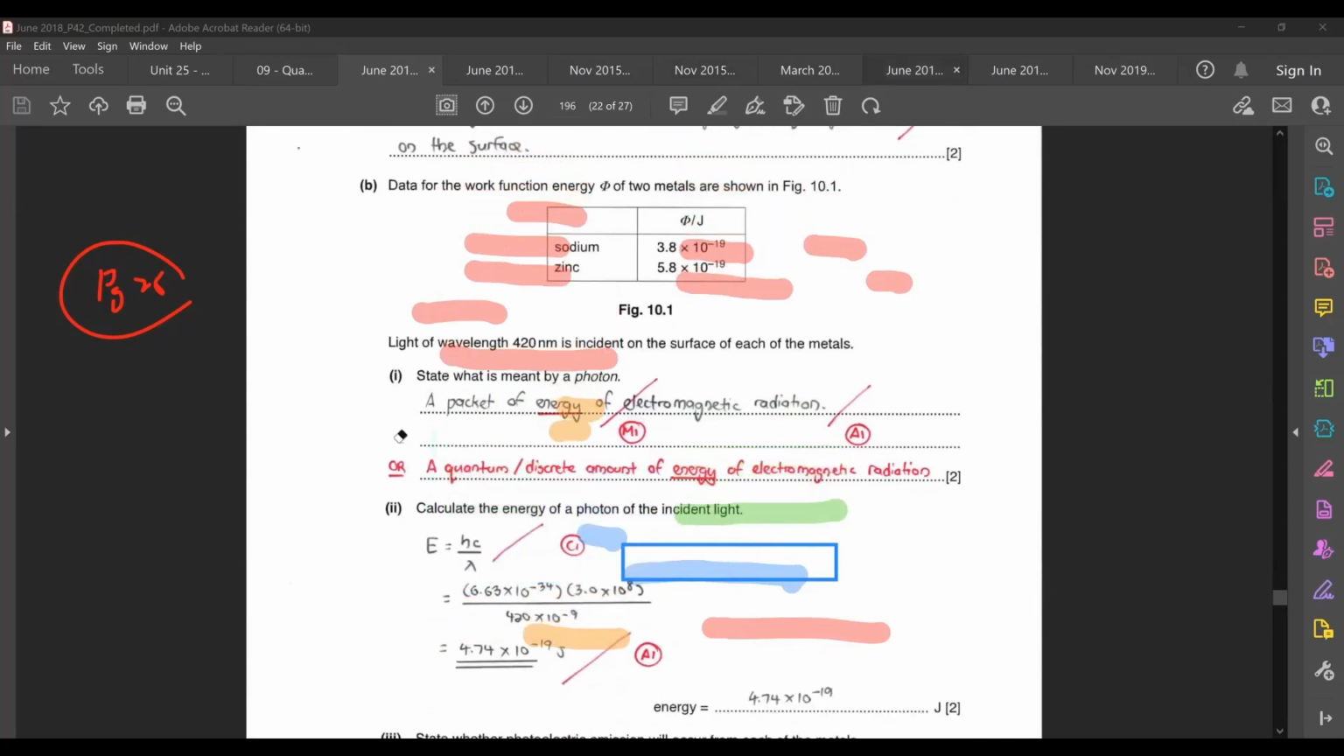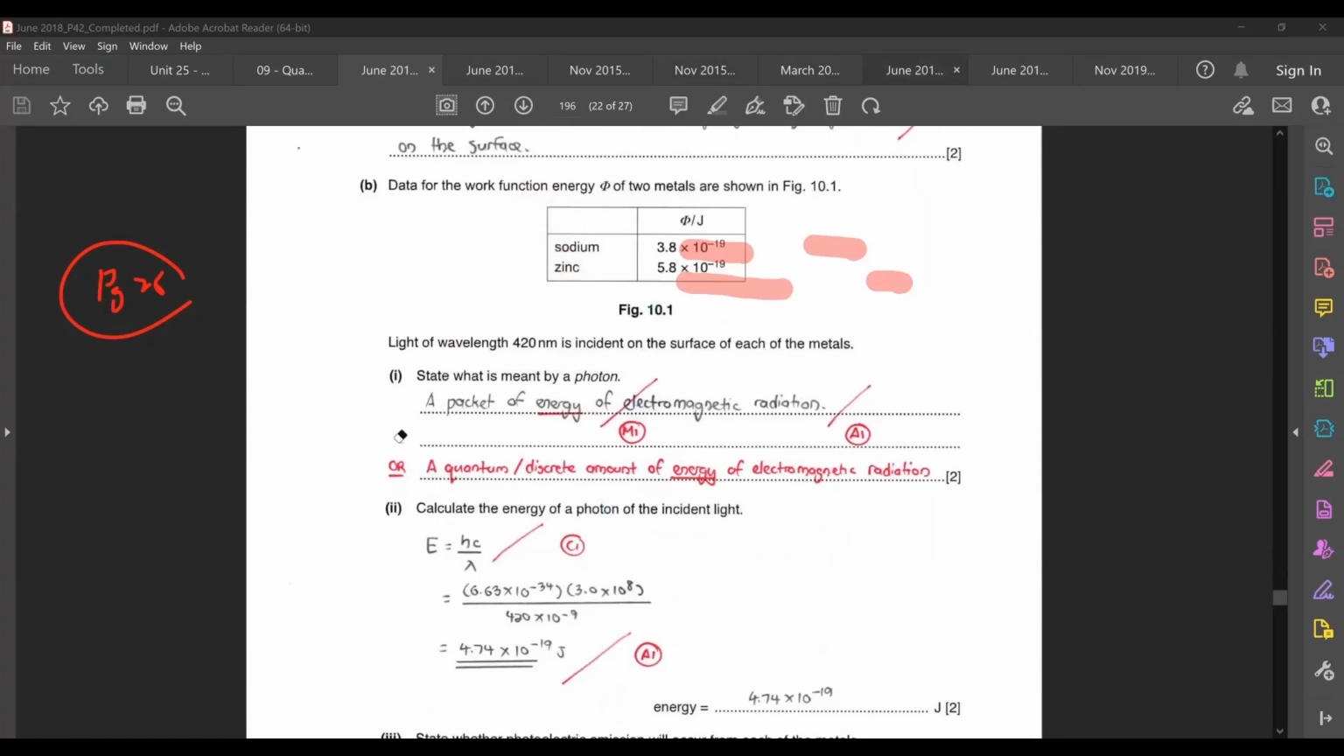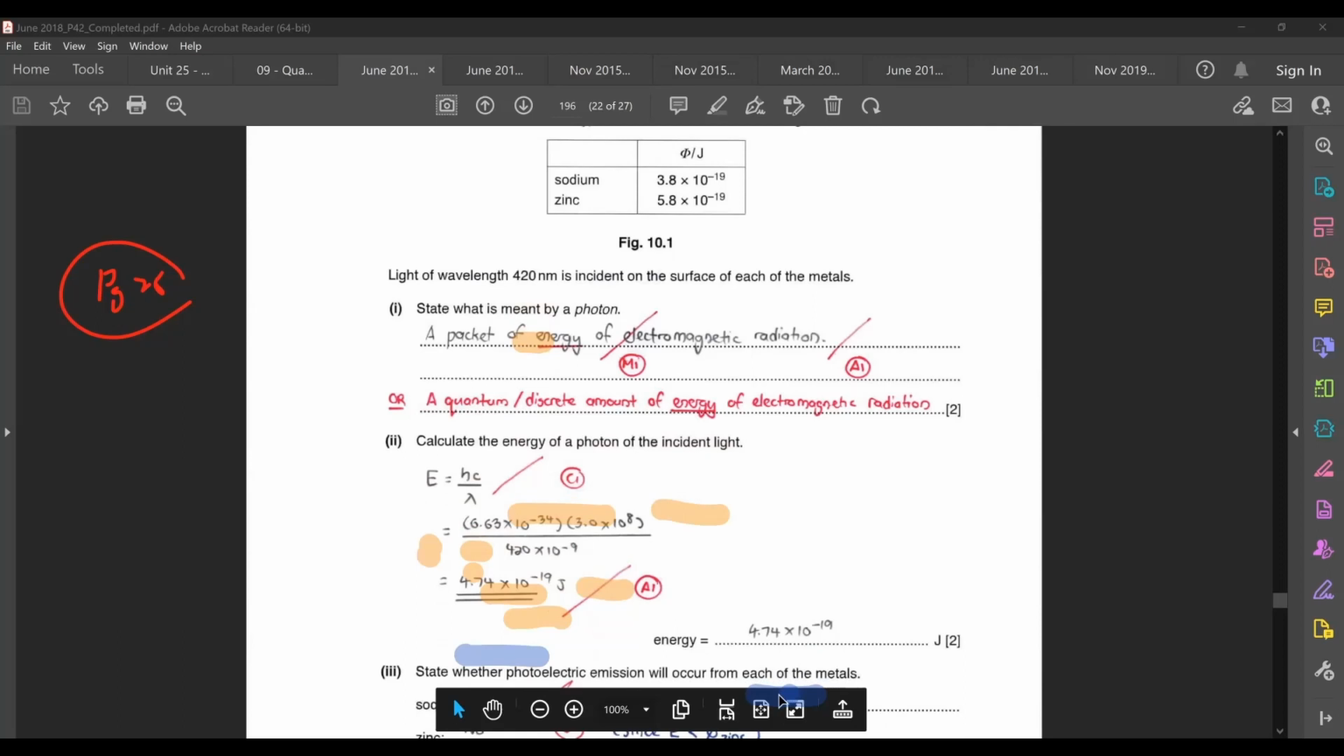For your next part, they ask you to calculate the energy of a photon of the incident light. Since they gave you information on wavelength, you just use E equals hc over lambda. Get the Planck constant value from the datasheet, use the speed of light, divide by your wavelength, changed to meters, and you will get your answer as 4.74 times 10 power minus 19 joules. So this is pretty straightforward.